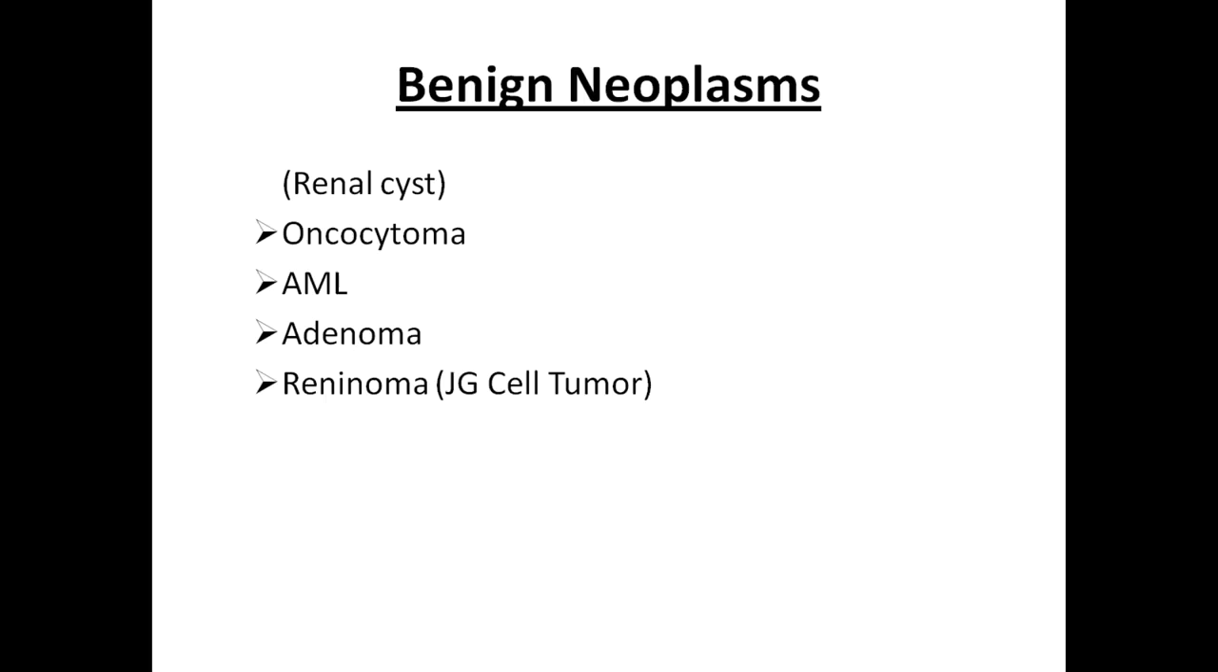Today we will be dealing with renal tumors. Renal tumors, you know, the tumors of the kidney, which can be benign or malignant. The usual benign neoplasms or tumors are the oncocytomas, angiomyolipomas, adenomas, and reninomas. Reninomas are otherwise known as the juxtaglomerular cell tumors.